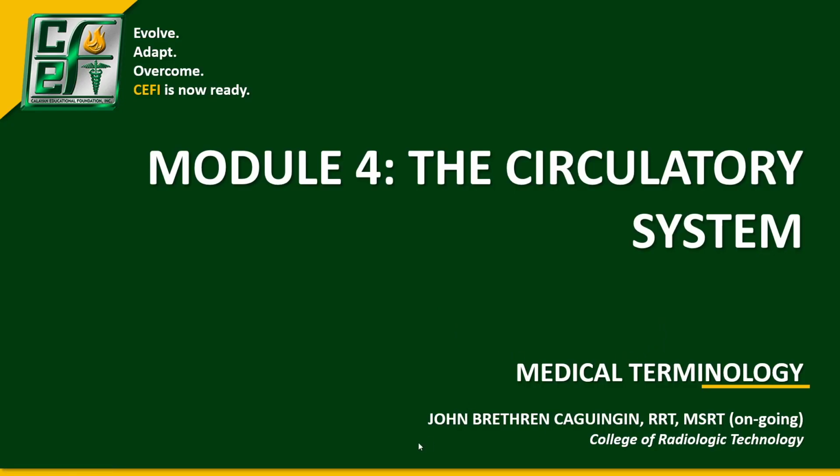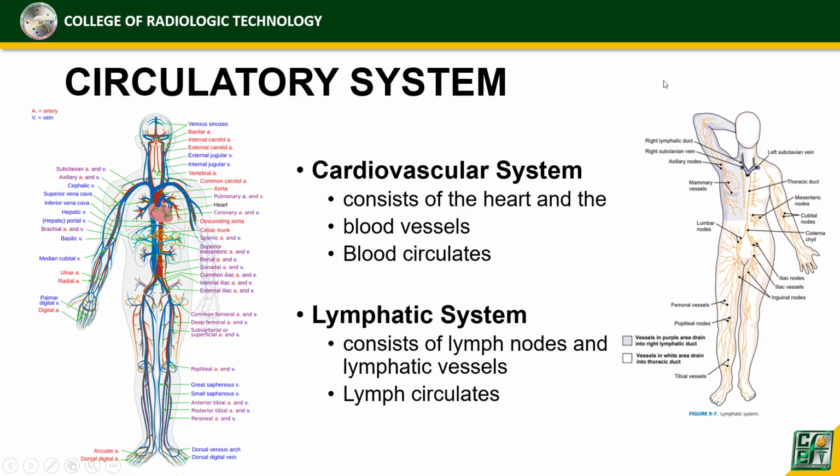Okay, so we will be discussing module 4, the circulatory system, which includes the cardiovascular system and the lymphatic system. As I said, it is composed of the cardiovascular system and lymphatic system. The cardiovascular system consists of the heart and the blood vessels, and also includes the discussion about blood circulation and the electrical conductivity of the heart. While the lymphatic system consists of the lymph nodes and lymphatic vessels, as well as the circulation of the lymph. Okay?